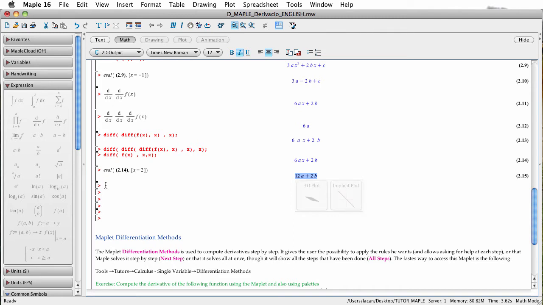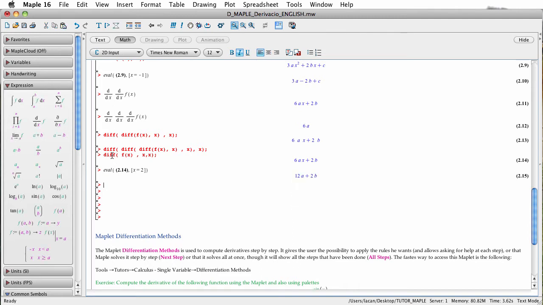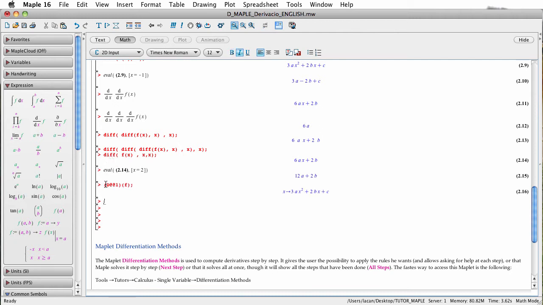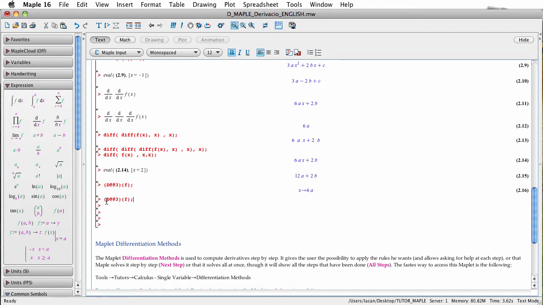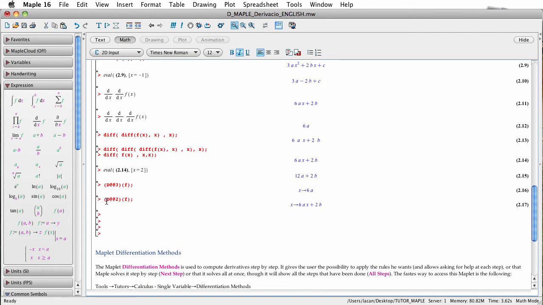Now there is another way of computing higher order derivatives, which is by using the D command. Look at this. This means the first order derivative of f. If I change the 1 by 2, this is the second order derivative. If I change it by 3, this is the third order derivative. The advantage now is that these are functions, so they can be evaluated. So what I can do, F5, is this is the second order derivative, and I can evaluate it at 2.